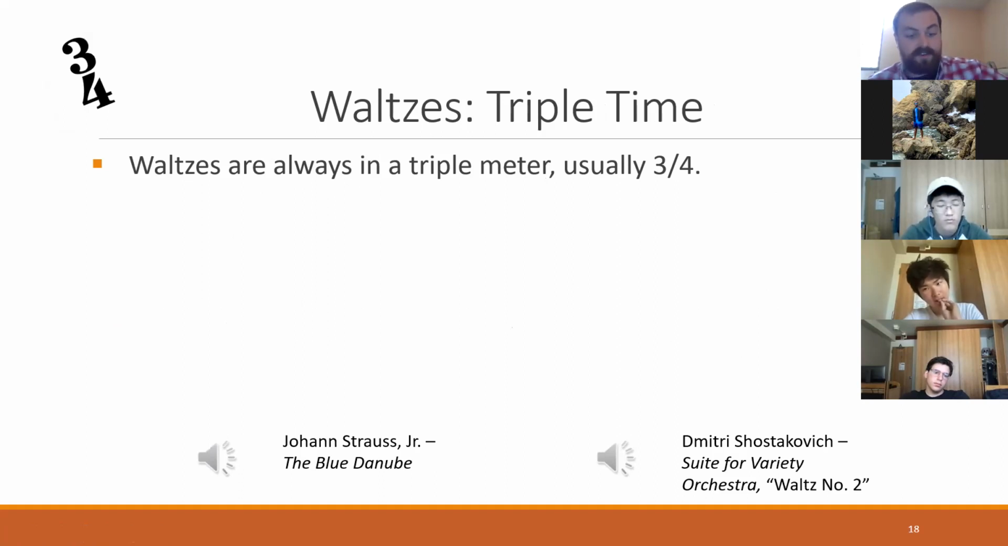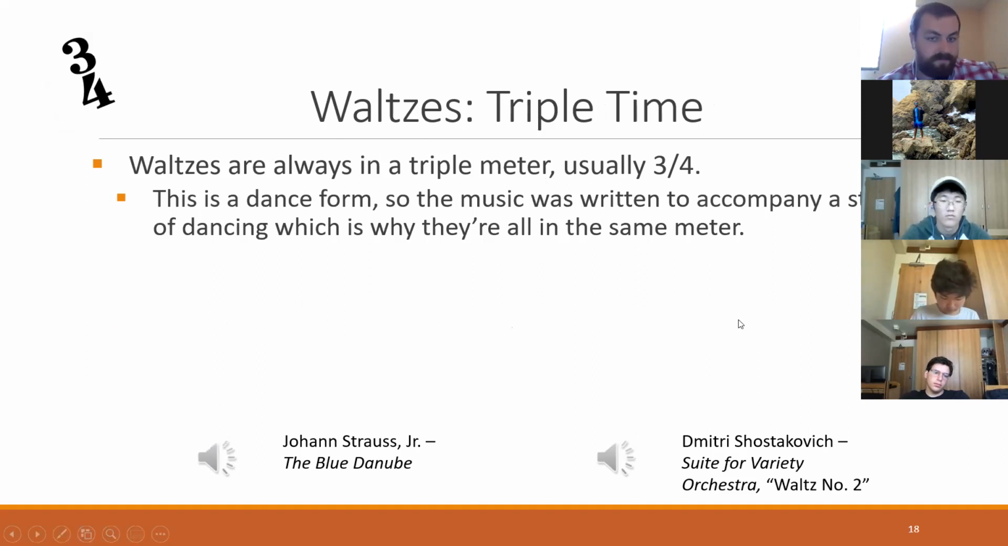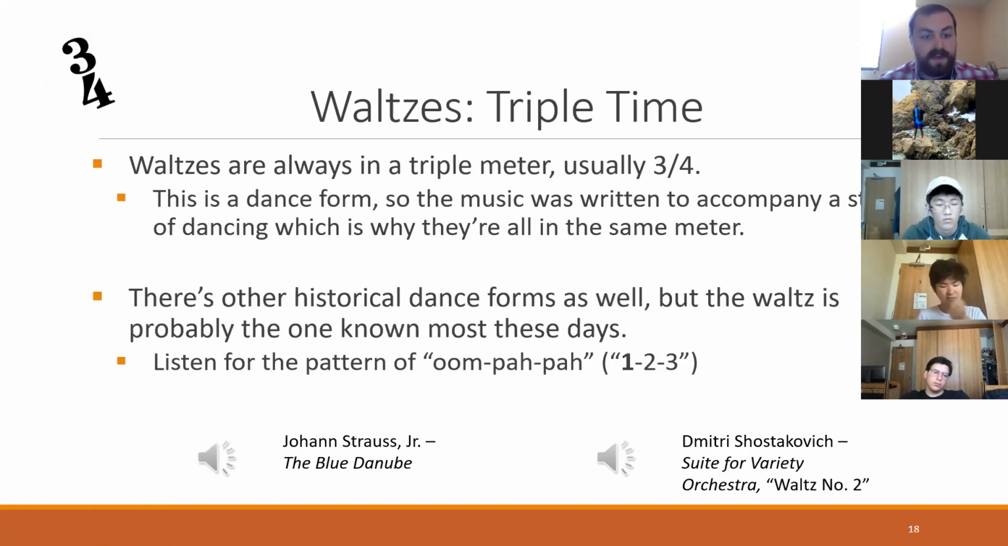Waltzes are always in triple meter, usually 3/4. It's a dance form, so the music was written to accompany a style of dancing. So they have to be in the same meter. There's no such thing as a waltz that's not in 3, because the dance is a 3-step. It has to be in 3. That's why you have dances that have similar styles like this, especially older dances. There are other historical dance forms as well, but the waltz is the one that's most known these days.